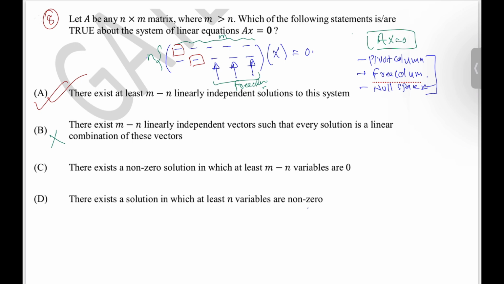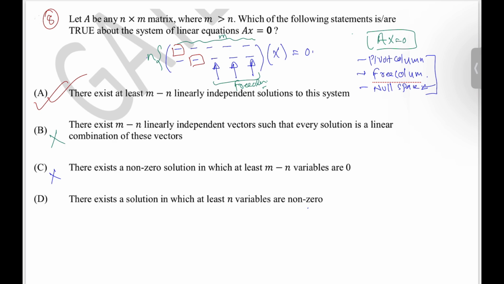Coming to statement C, there exist non-zero solutions. So obviously we are not talking about the solution for which x is 0, right? That is the obvious or trivial case if you consider x equals 0, so we are talking about only non-zero solutions. So there exists a non-zero solution in which at least m minus n variables are 0. So this statement is also false, right?